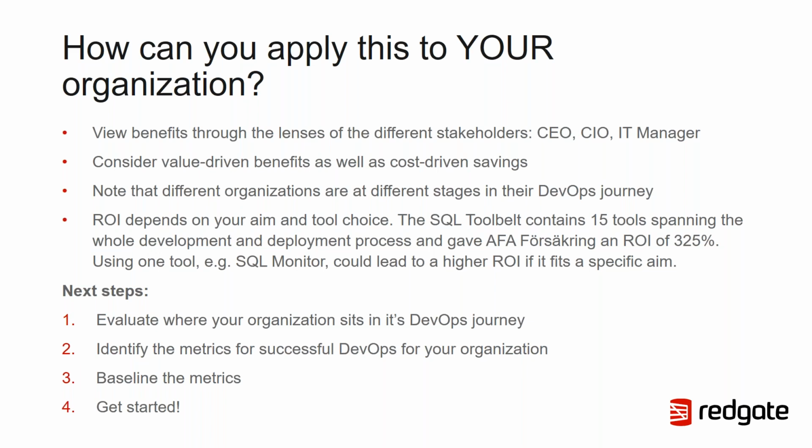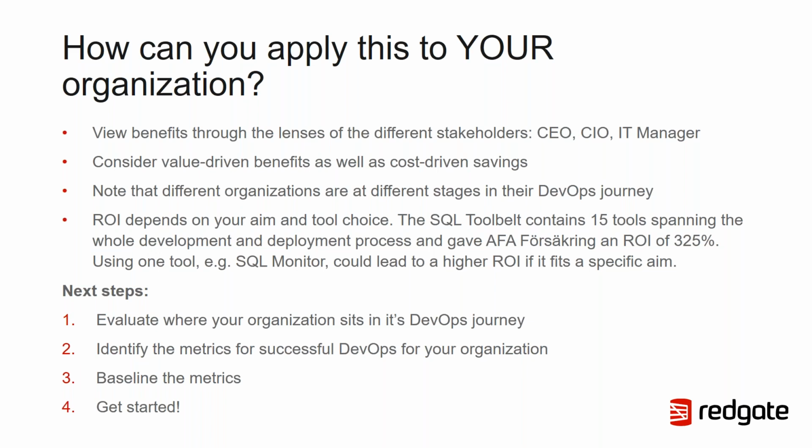So, I mean, we mentioned the SQL tool belt. That's got 15 different tools spanning the whole development and deployment process. And that gave AFA a return of 325%. But it might be the case that actually the bit that causes you the most pain, or the biggest problem within your organization that needs to embrace a part of this database DevOps story, could be just one tool like SQL Monitor, and that could lead to a higher return on investment if it fits a specific aim of your organization. If that's the bit that hurts most, then fix that bit first.